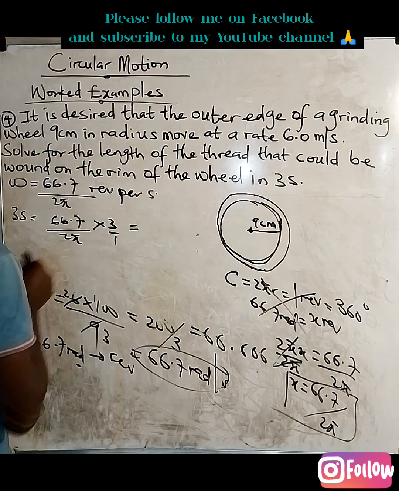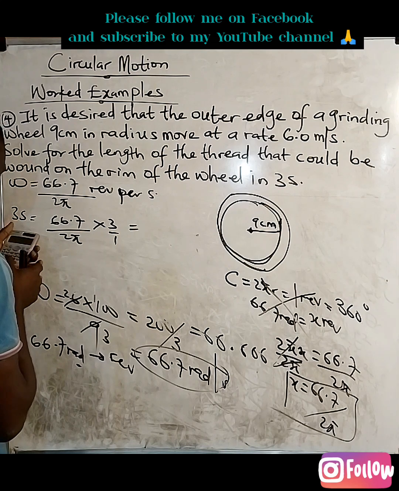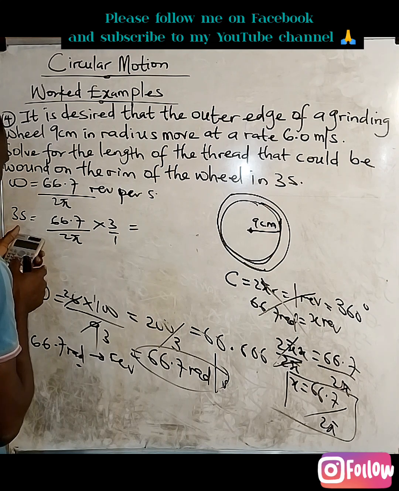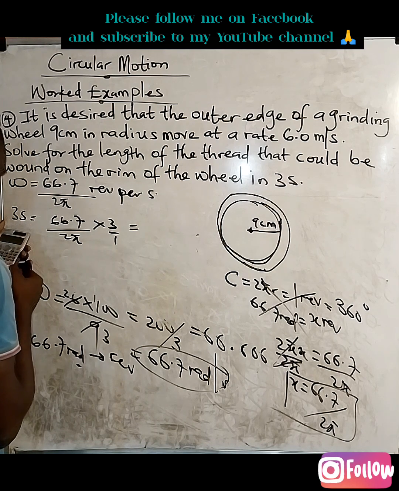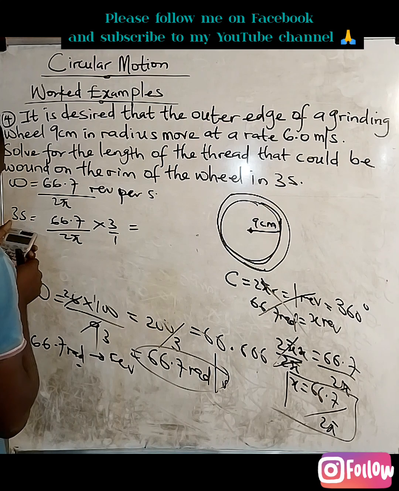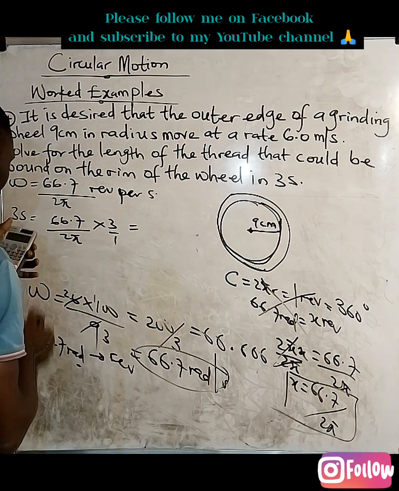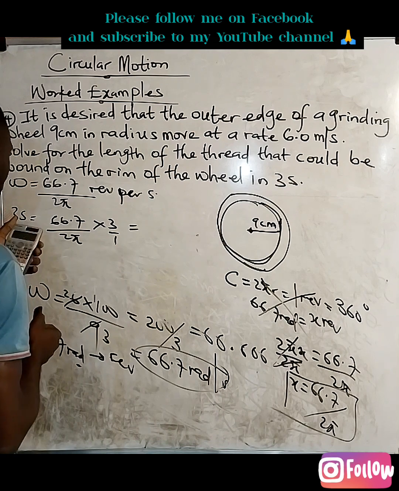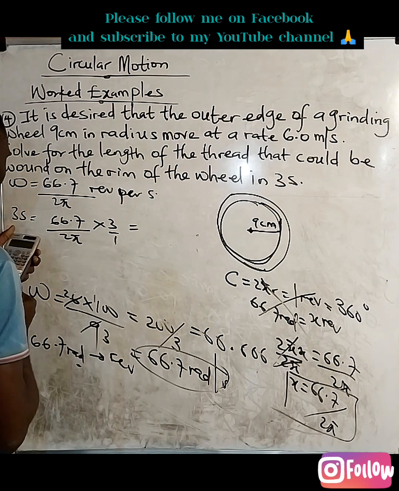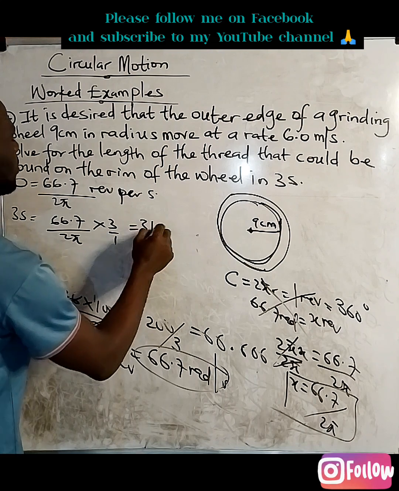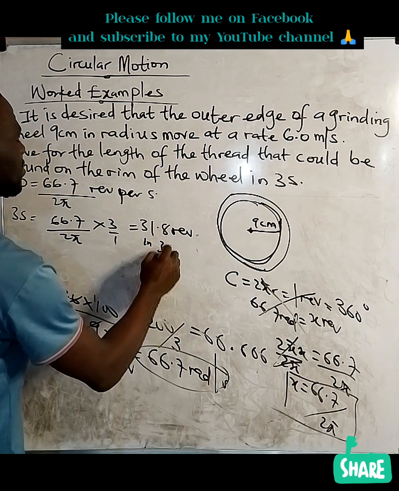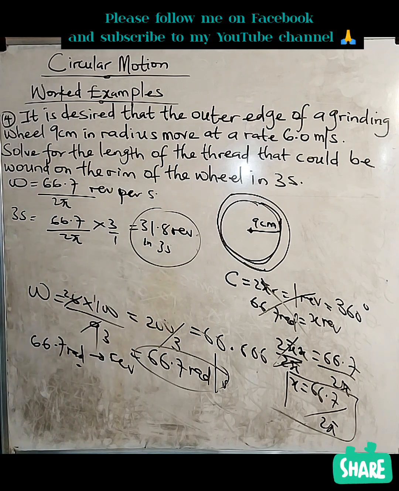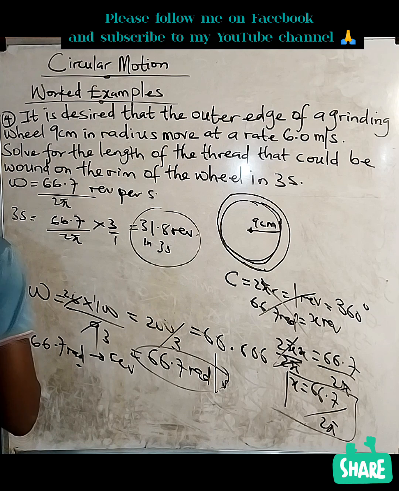I'll let the pi stay put. So that's going to be 66.7 times 3 divided by 2 pi. Okay, we will put our pi also. So what do we have? 66.7 times 3 divided by 2 pi will give us 31.846, so that's 31.8 revolutions in 3 seconds. So we've gotten this already: 31.8 revolutions in 3 seconds.